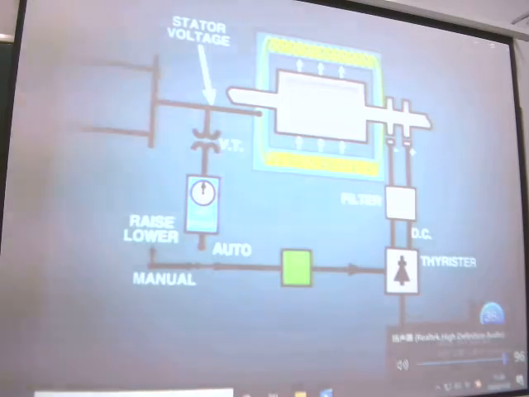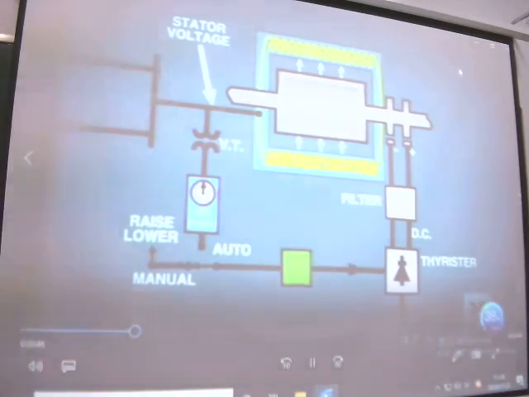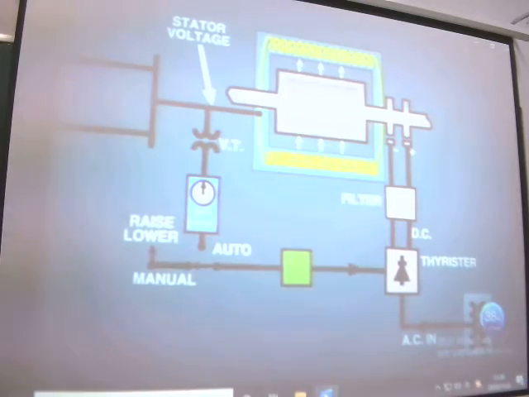DC current from the rectifier is supplied to the rotor winding from the collector rings on the shaft. The rectifier is supplied from a dedicated transformer. The primary side of the transformer is fed from an auxiliary bus, or in some cases, the generator bus itself.